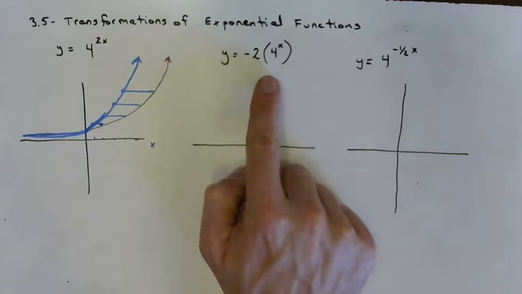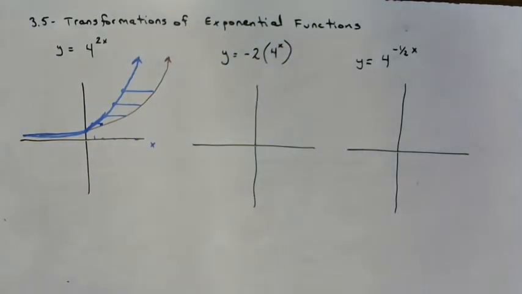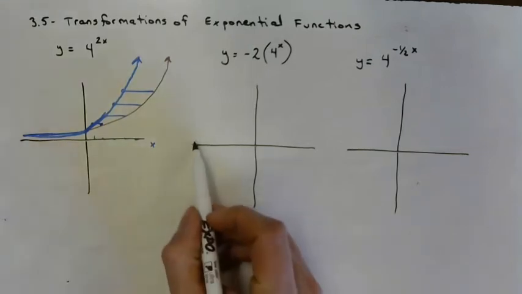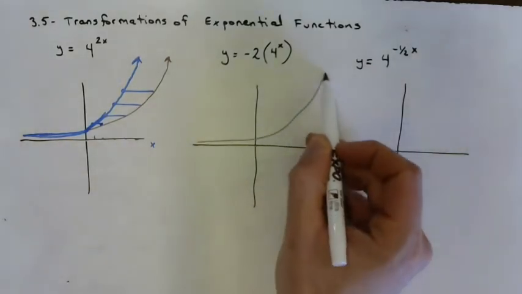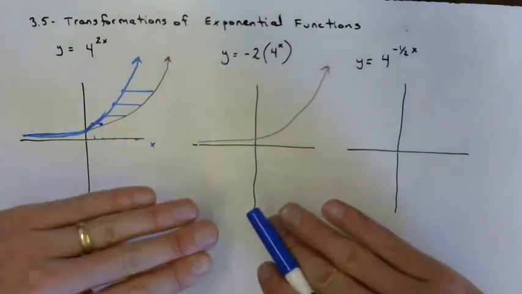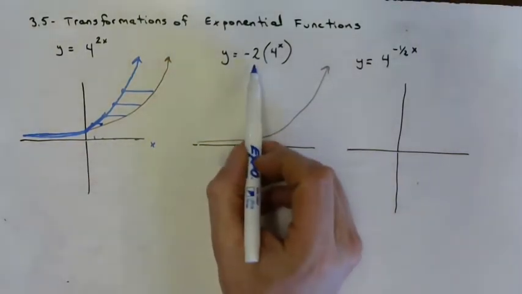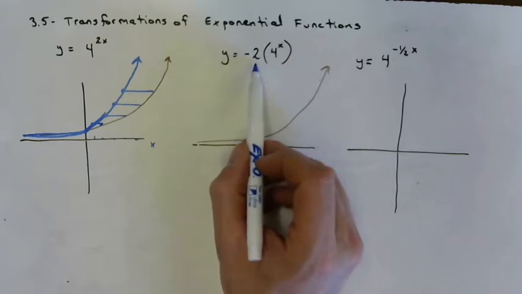Okay, next one. We have a base power of 4 to the power of x. So I can put that in here. And what's happening to it? It's a reflection. There is a reflection in the x-axis. And what else? A vertical stretch. Vertical stretch by a factor of 2.